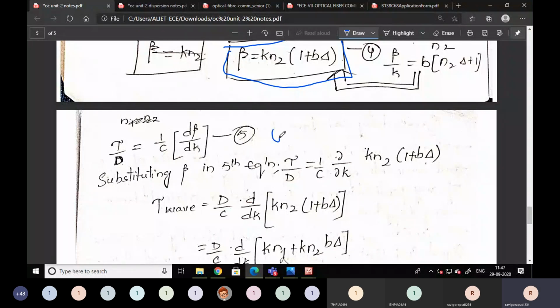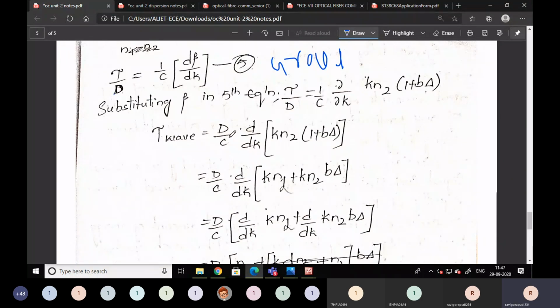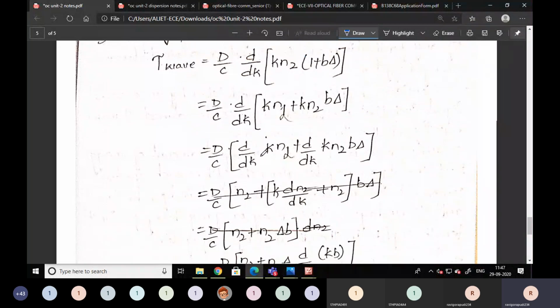From the group delay we are getting tau by z is this one. Substituting in beta in this equation. Again I am saying that tau is nothing but group delay. If it is for material, tau material. If it is for waveguide, tau waveguide. Tau waveguide is equal to d by c into d by dk of beta. Beta value we already derived. Substituting there, d by c, d by dk of kn2 into 1 plus b delta.